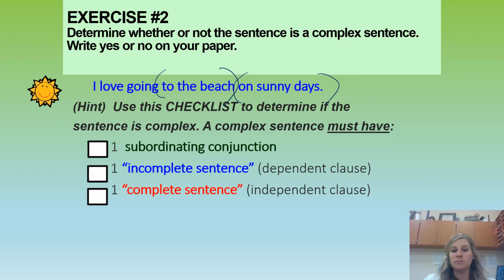I is a pronoun. Love is a verb. Going is a verb here. So nope, there is no subordinating conjunction. If there's not a subordinating conjunction, there can't be that dependent clause. All we have is one complete independent clause. So go ahead and write no. This is not a complex sentence.